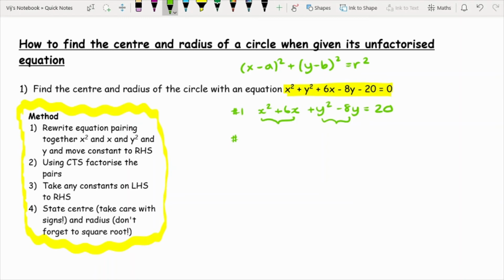Now in regards to step 2, what I now need to do is use completing the square on these pairs. So using completing the square on this is going to be x plus 3 squared minus 9. And again, if you're not too sure about completing the square, there is a video for you to see, and I recommend you watch that if this is not making much sense. And then completing the square for this, we get plus y minus 4 squared minus 16 equals 20. And as you can see, this is slowly now taking the shape of what we want it to look like in terms of this format here.